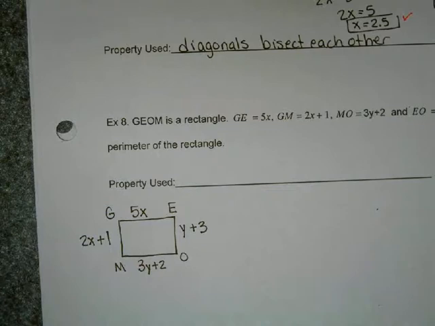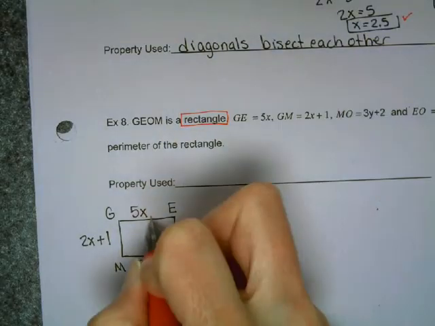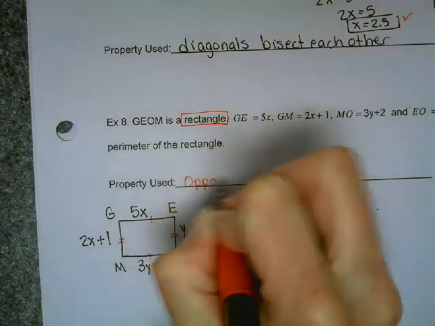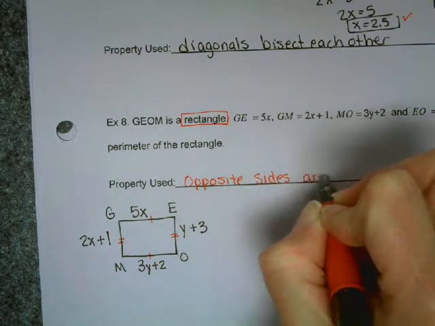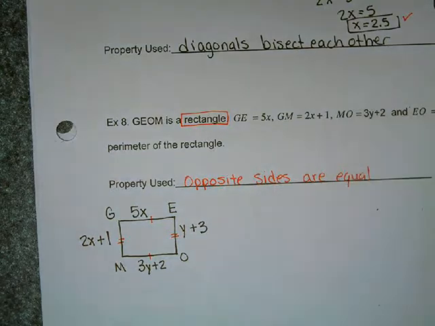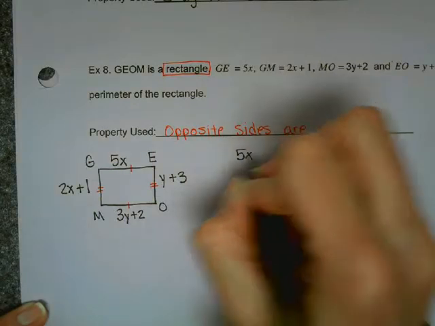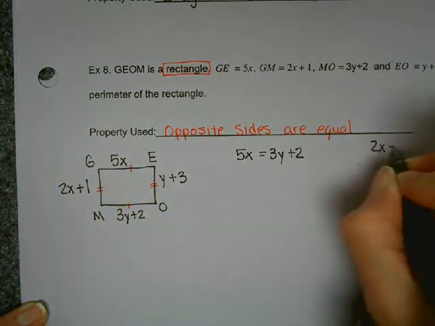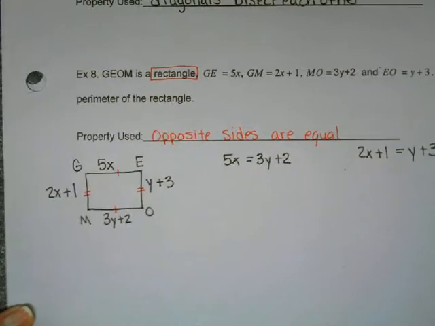So find the perimeter of the rectangle. Before you can find perimeter, you gotta know how long the sides are. So what do we know is true in this picture? In a rectangle, remember, gotta figure out what kind of shape they wanted me to draw. In a rectangle, opposite sides are equal. I think it says congruent, equal, congruent, you probably know what I mean. So if you set these equal, 5x equals 3y plus 2, and the other one would be 2x plus 1 equals y plus 3.